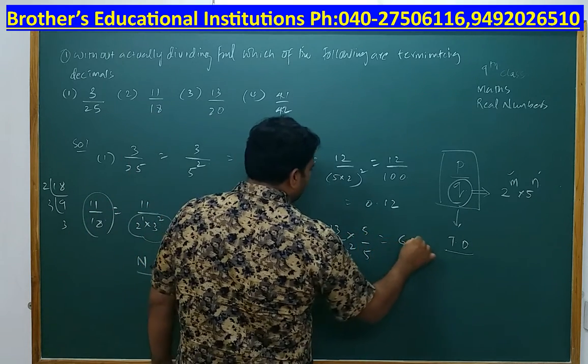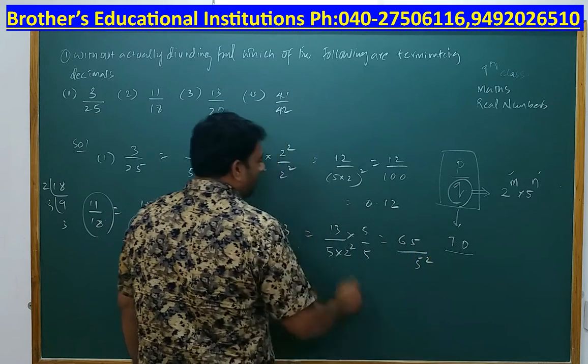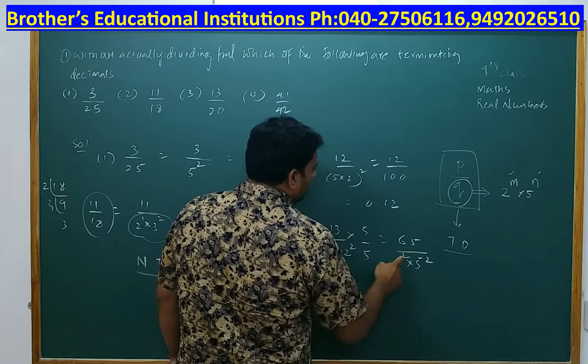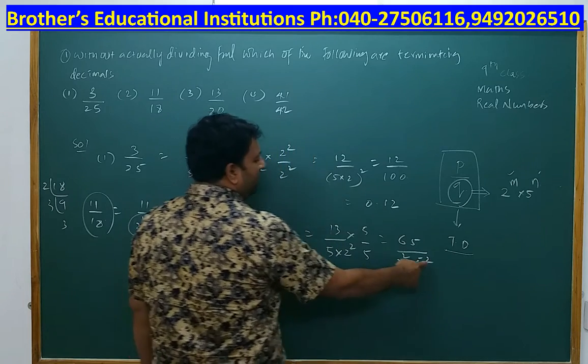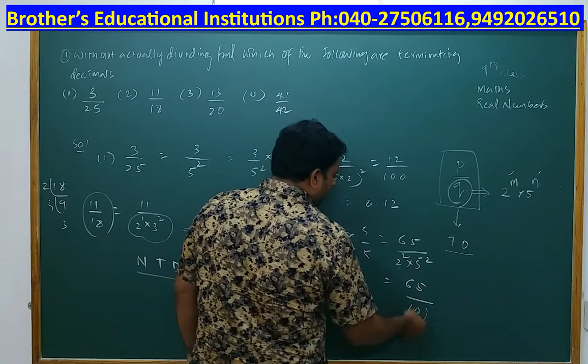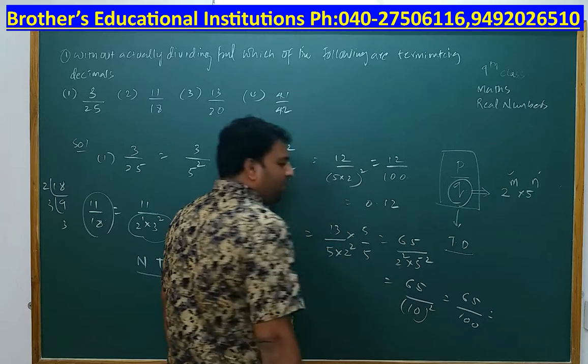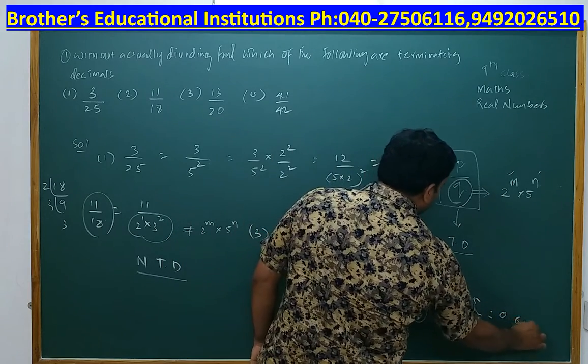13 5s is how much? 65. And now 5 into 5 is what? 5 square. And into what do you have? 2 square. So it is in the form 2 to the power of m into 5 to the power of n. So it is 65 by 5 2s are 10 whole square. So it is 65 by 10 square, which is 100. 65 by 100 is nothing but 0.65.